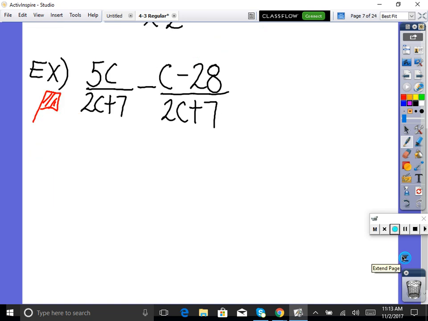Write down the next one. 5c over 2c plus 7 minus c minus 28 over 2c plus 7. As you write it down, once again, the first thing that should be going through your head is, I need a least common denominator. Now this one already has a least common denominator, so the whole point is combining the numerators. But, right, there's a red flag.